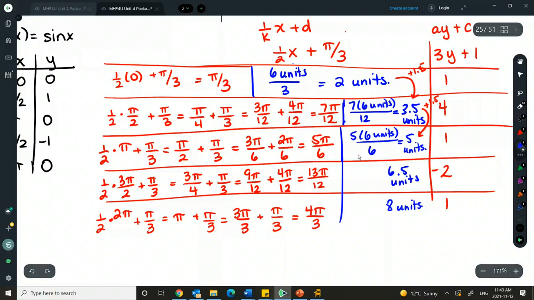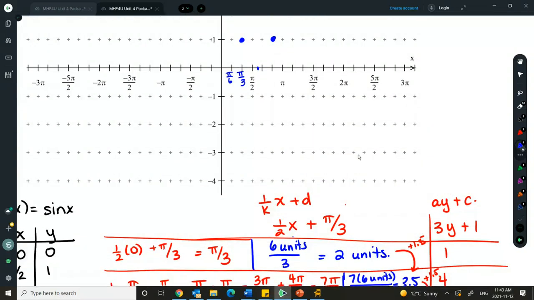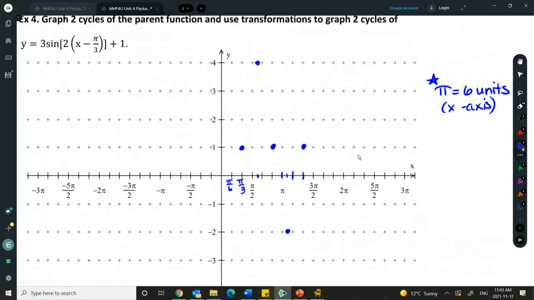Okay, you can double check it as well if you want. Just plug in 6 units for each of those and multiply and divide, and you got it. Okay, so 6.5 units at -2. So this is 6.5 at -2. Pi is 6, right? So I just went 1 over from that. And then 6, 7, 8, back up at 1, right here. Right before the 3 pi over 2. So there's our first cycle.